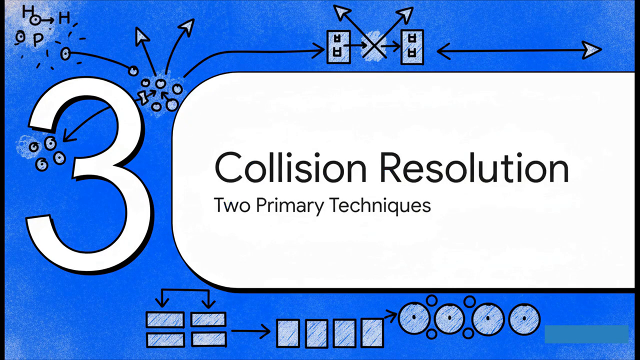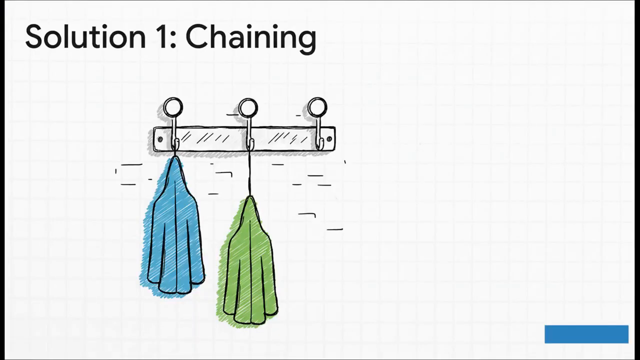But don't worry. Of course, the brilliant people who came up with this stuff also came up with some really clever ways to fix this exact problem. Let's check out the 2 most popular strategies. First up, we've got a technique called chaining. The idea here is actually pretty simple.